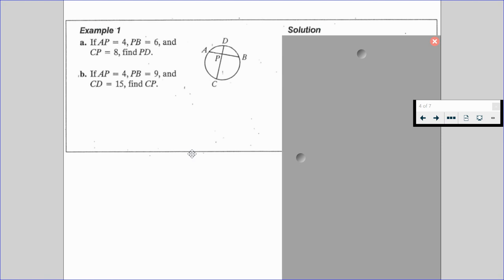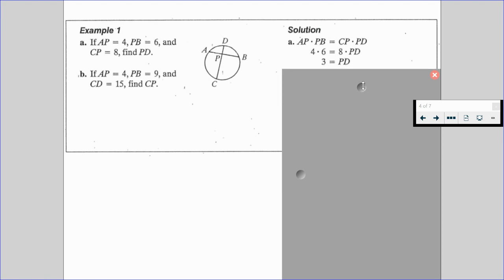In part A, if the length of AP is equal to 4, the length of PB is equal to 6, and the length of CP is equal to 8, we want to find the length of PD. So what we're going to do is set up our products. AP times PB is equal to CP times PD. We can substitute in the values that we know. 4 times 6 is equal to 8 times PD. Or if you wanted to label that as X, that works as well. If you want to create your own variables, just make it easier for you. I'm fine with that. So we solve and we end up with 3. So the length of PD is going to be equal to 3.